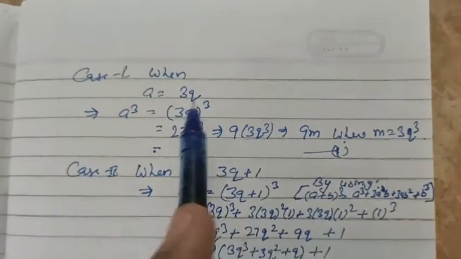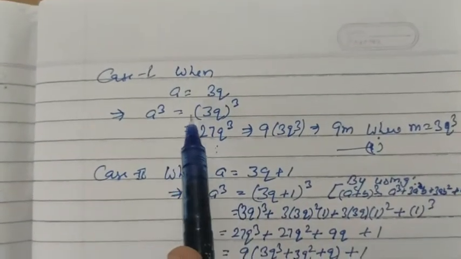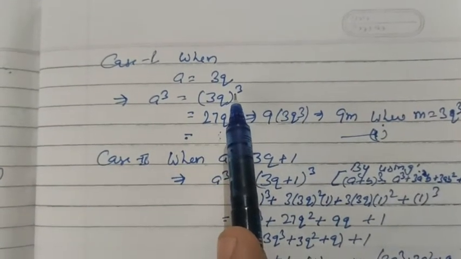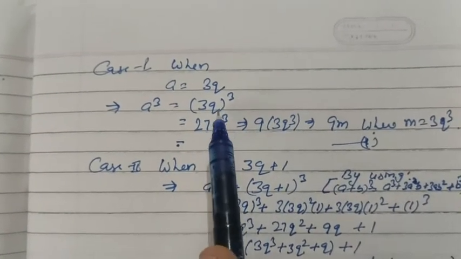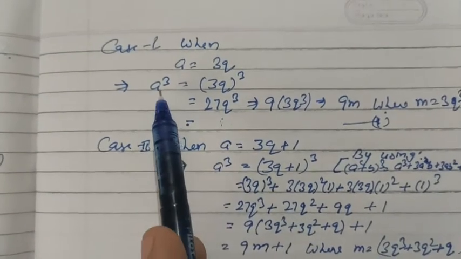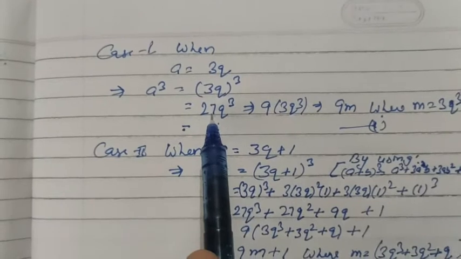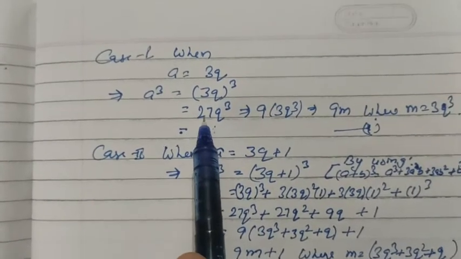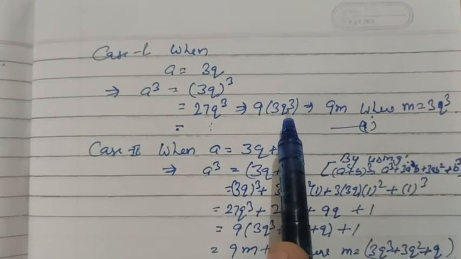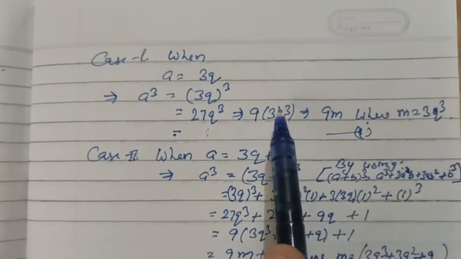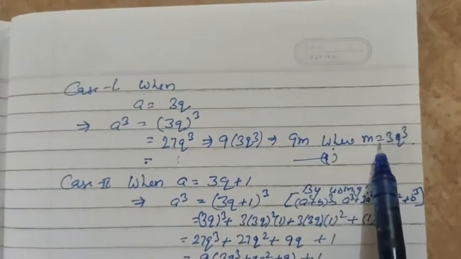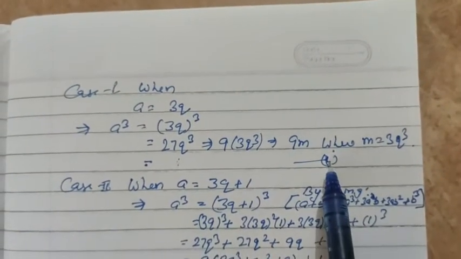So now cubing both sides we get A cube equals to 3q cube. So this will become 3 cube, mean 3 into 3 into 3 becomes 27 and q cube, 27q cube. So now we have to prove cube of any number in the form of 9m. So we will take 9 from this number outside. So we can write 27 as 9 into 3. So 9 into 3q cube. So this 3q cube we can write as new positive integer m. So this will become 9 into m, where m equals to 3q cube. So give it equation number 1.